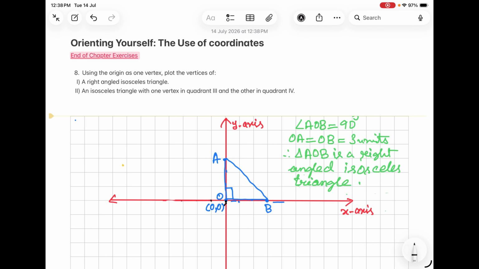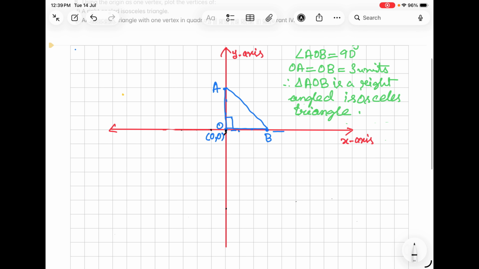The second part of question number 8 is an isosceles triangle with one vertex in quadrant 3 and the other in quadrant 4. So we have to create an isosceles triangle whose one vertex is always at the origin, the second one is in quadrant 3 and the third one is in quadrant 4. In that way we have to create an isosceles triangle. So let's create one vertex at the origin and another in the third quadrant. This is the third quadrant and this is the fourth quadrant.